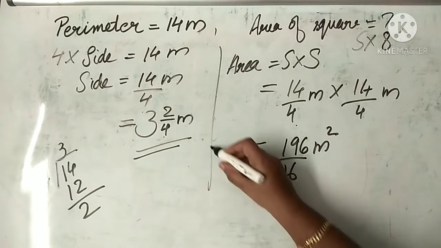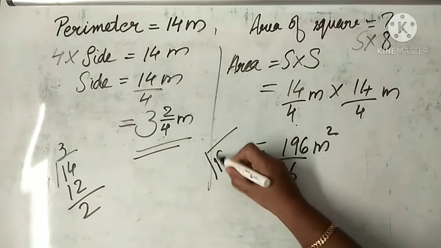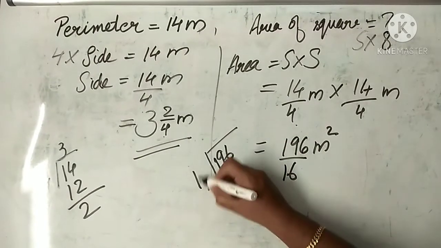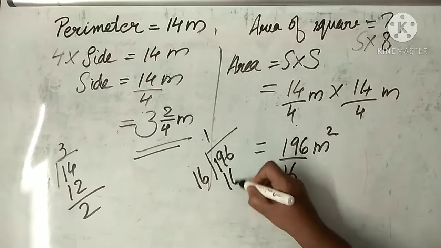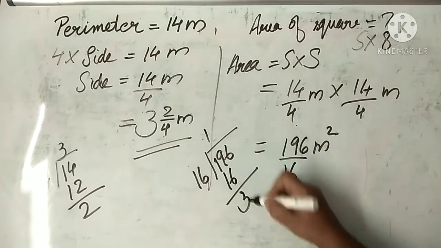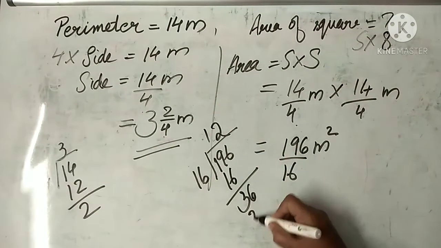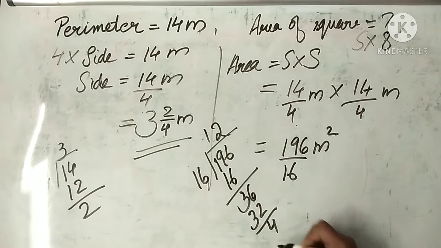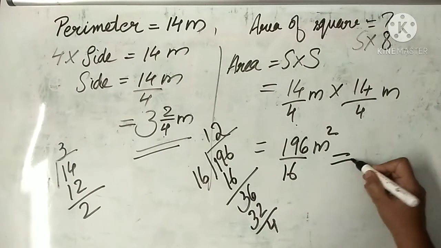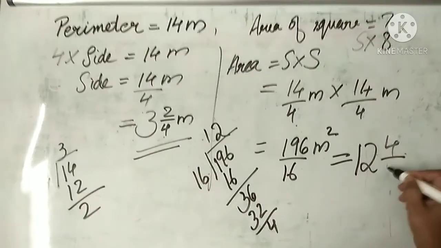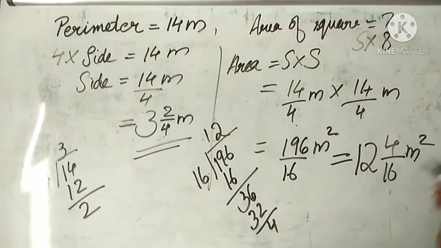Now let us divide and see. 196 divided by 16. 1 time 16, balance 3. Take the next number down, 36. How many times will 16 go in 36? 2 times 32, balance 4. So we can write this as 12 4 by 16 meter square.